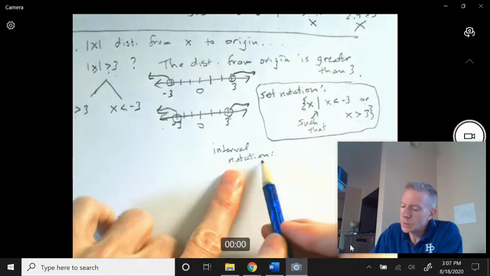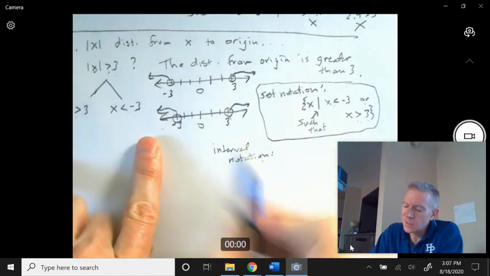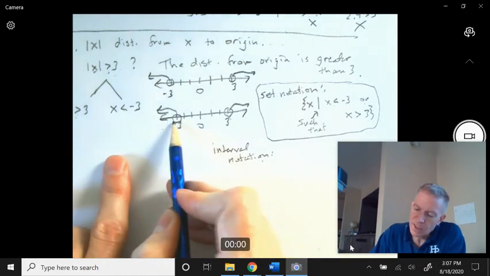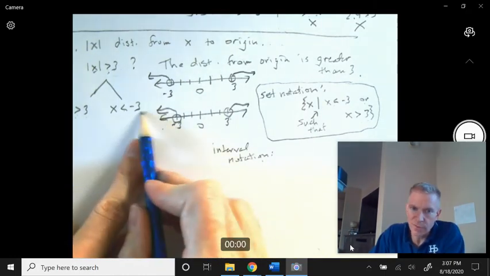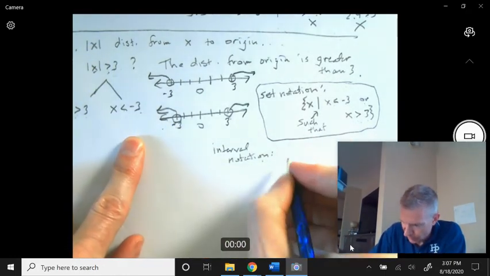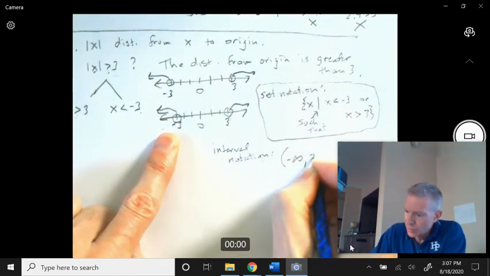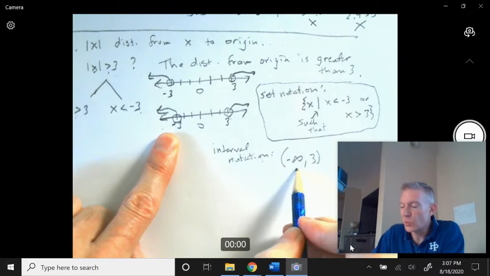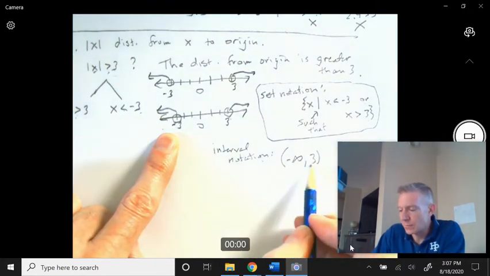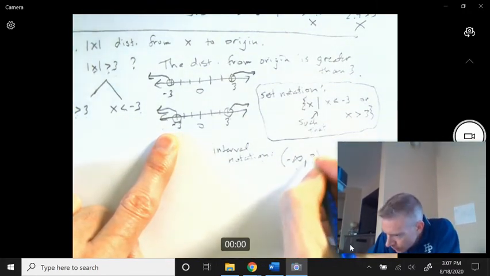Okay? So your interval notation, you want all the numbers less than negative 3. So what's the left end of that interval? Well, it keeps going forever. So it actually is going to be negative infinity. All the way until you get to negative 3. So this is the set of all numbers between negative infinity and negative 3. Oh, that should say negative.